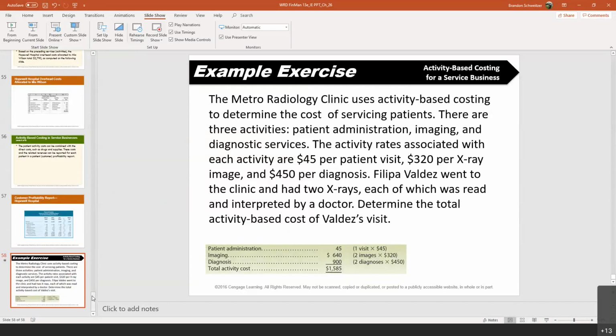So let me ask, having gone through this chapter and now understanding the importance of activity-based costing, are there any questions on the activity-based costing concepts that we covered in this chapter? Nope. At all? No?